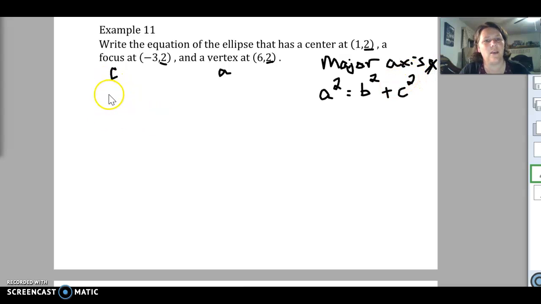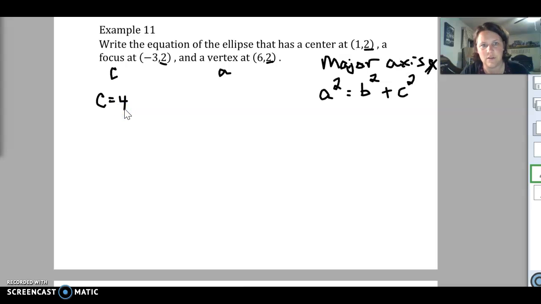I was trying to do this without graphing it, but I'm a very visual person. I should have maybe graphed it first. So, center at (1, 2), and I have to visualize it all. (-3, 2), and that's still a distance of 4. So c is equal to 4.